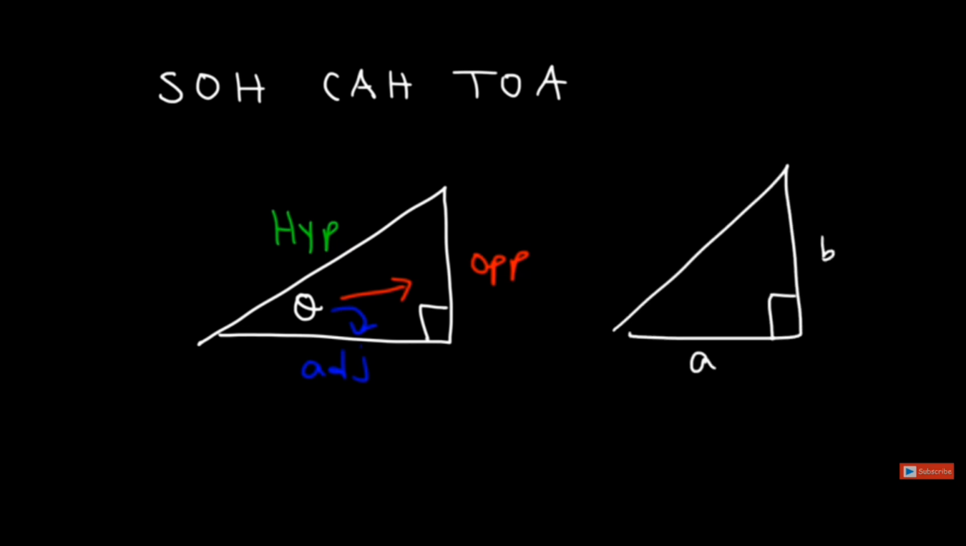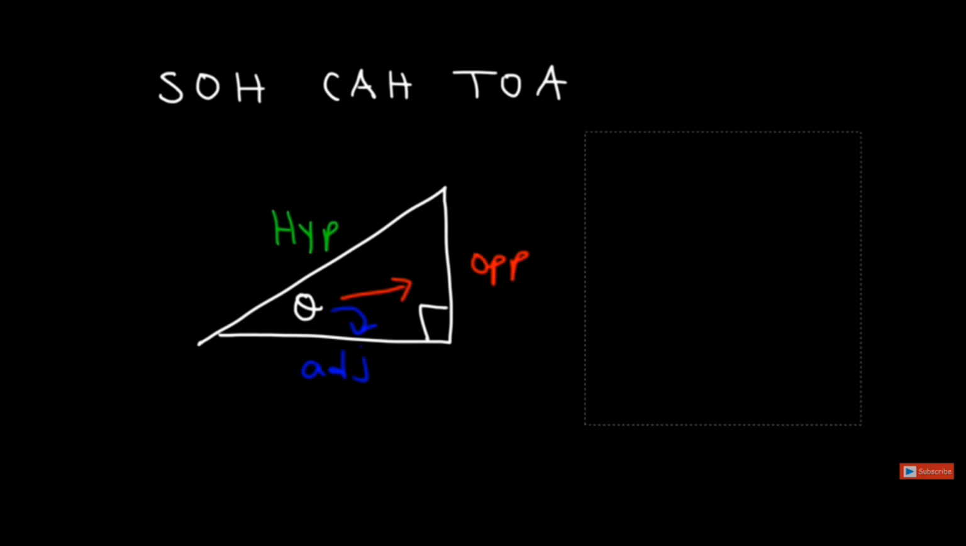Now, if you recall, these are a, b, and c. The Pythagorean theorem applies to right triangles: a squared plus b squared is equal to c squared. But we're not going to focus on that too much, just be familiar with that equation. Now, let's talk about the six trigonometric functions in terms of sine, cosine, tangent, opposite, adjacent, hypotenuse.